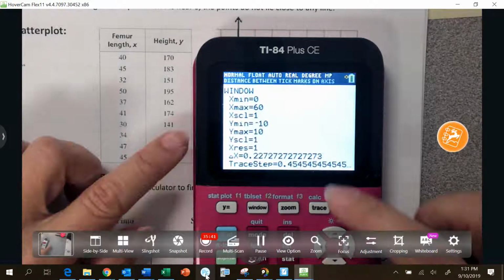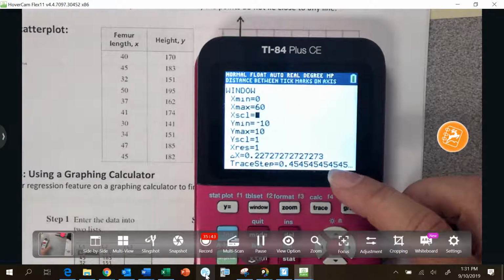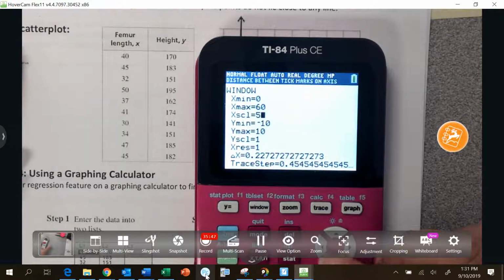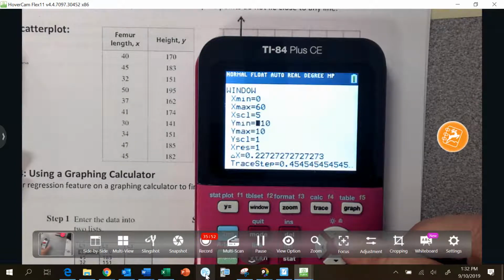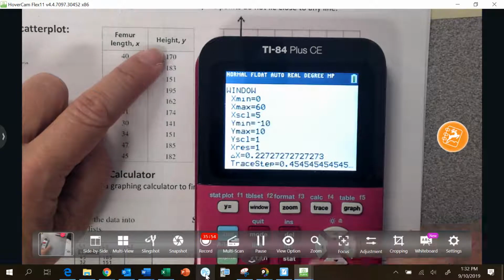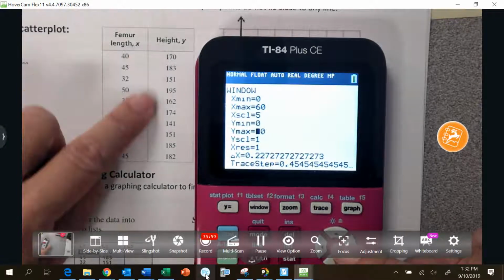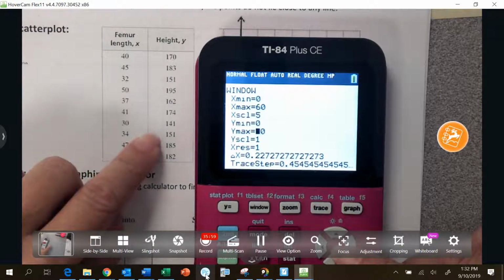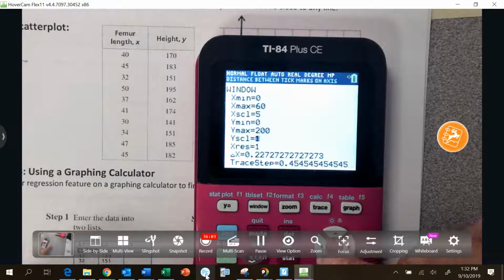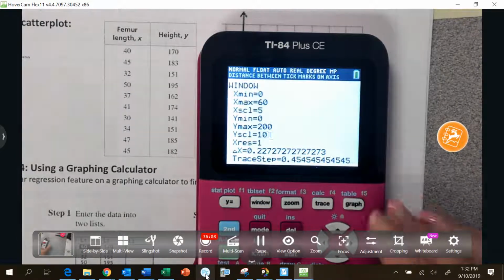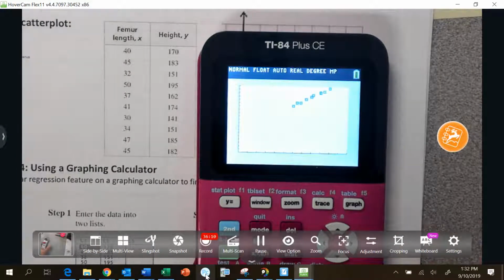And then the scale is what do you want to count by, like the little tick marks? I don't know, 5? That doesn't really matter. Minimum for the y's. The y's are height of a person. Well, nobody's going to be negative, so we'll put 0. And then the highest on here looks like maybe 190 something, 200. And I'll count by tens. Now if I hit graph, there it is. There's my scatter plot. Okay?